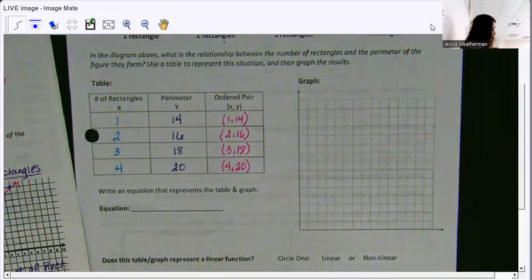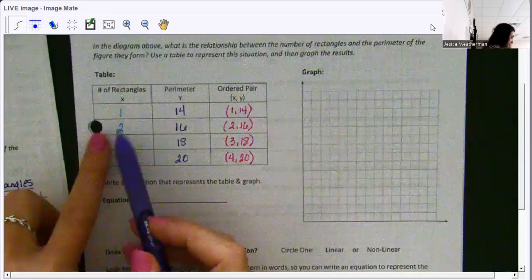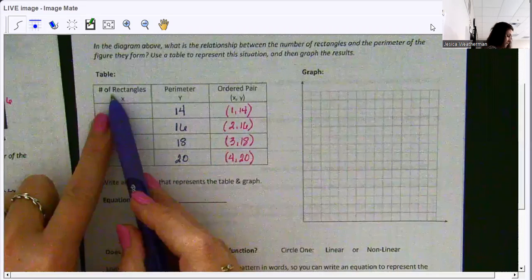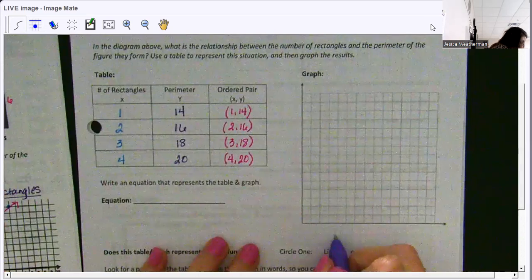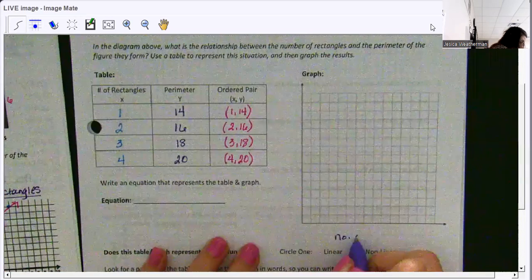And right now we are going to move over to the graph. Remember that when we did 2-1, I said that the big thing about graphs is you want increments on your X and Y axis, you want labels on your X and Y axis, and you want a title. So this should be fairly easy because the X axis represents the number of rectangles. So we're just going to write number of rectangles here.